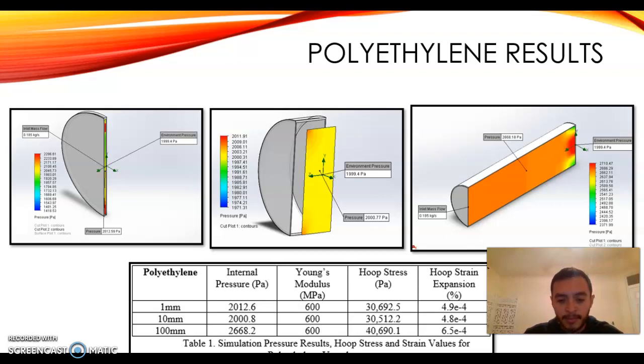2,668.2 pascals. As you can see, we calculated the hoop stress. For the 1 millimeter and 10 millimeter long vessels, the hoop stress was right around the same at about 30,000 pascals, while the 100 millimeter length vessel experienced the largest hoop stress at 40,690 pascals. Hoop strain expansion for this material was relatively small, at a factor of 10 to the negative 4th % expansion rate.